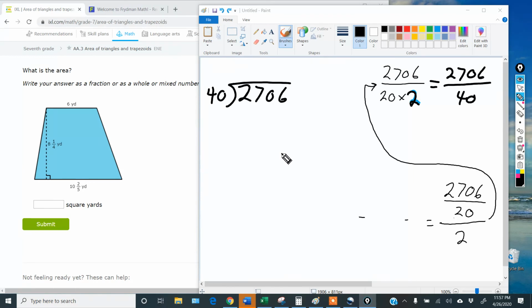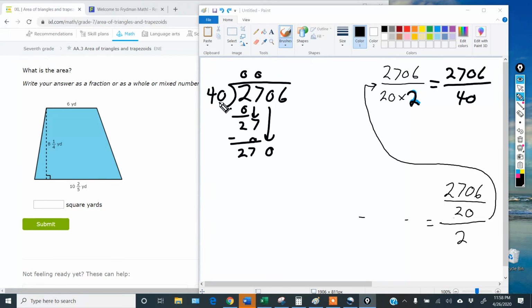Now, 40 does not go into 2. 40 does not go into 27. Whoops. 0 times 40 is 0. Subtract. We get 27. 40 goes into 270. So let's think about that for a second. Now, when you have a 0 here and a 0 here, you can just imagine them being gone.